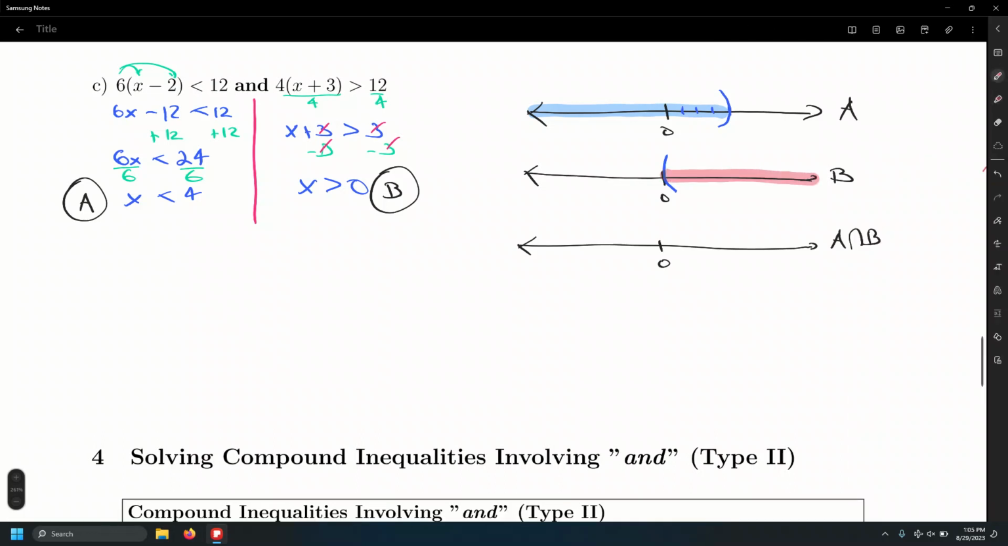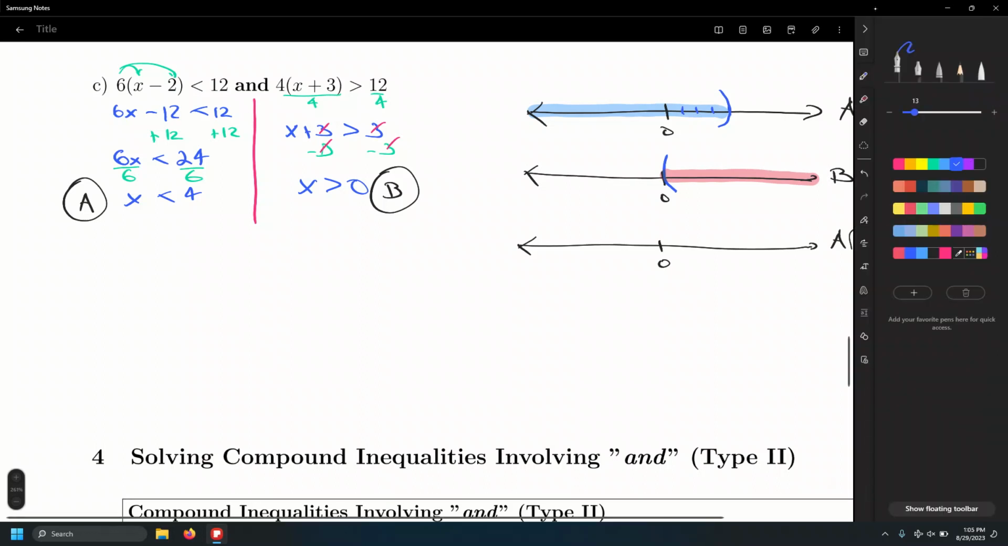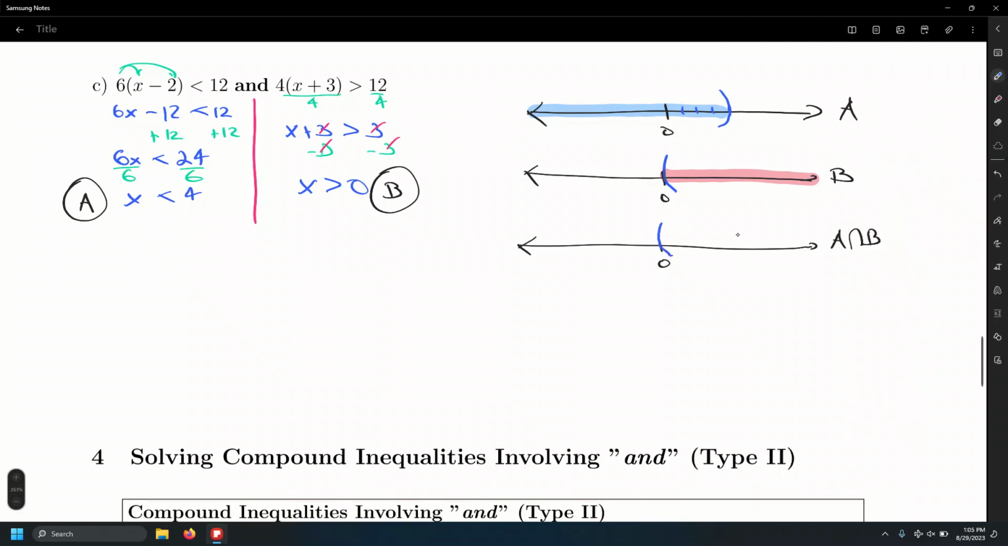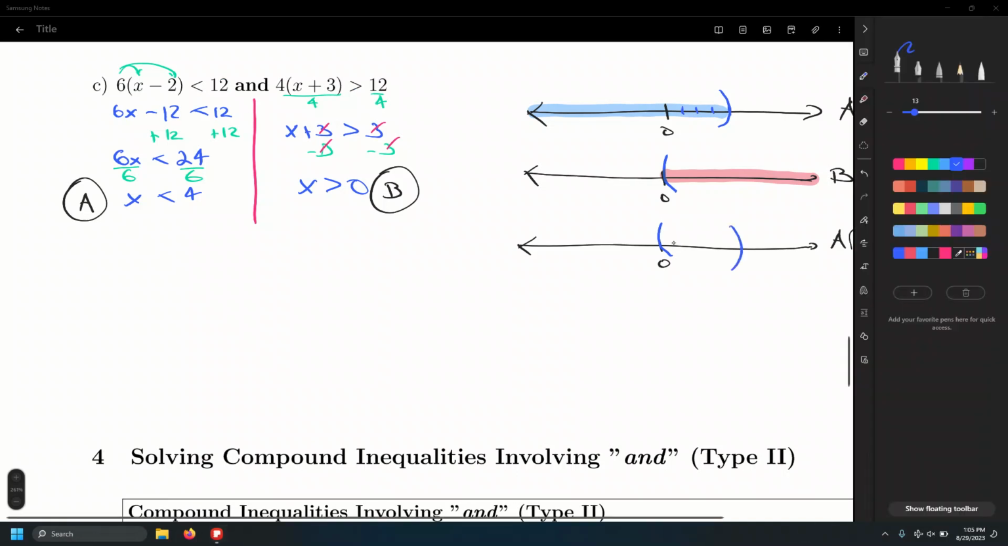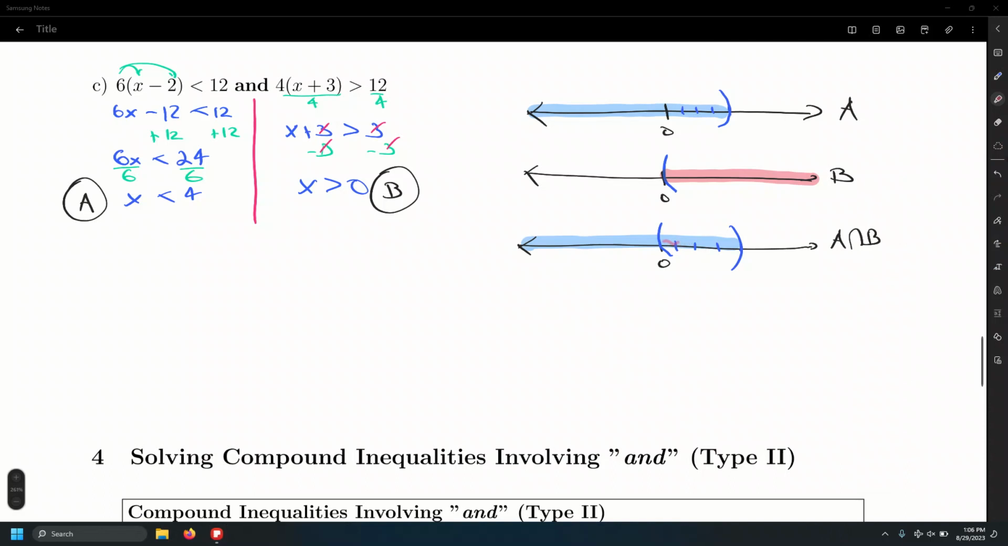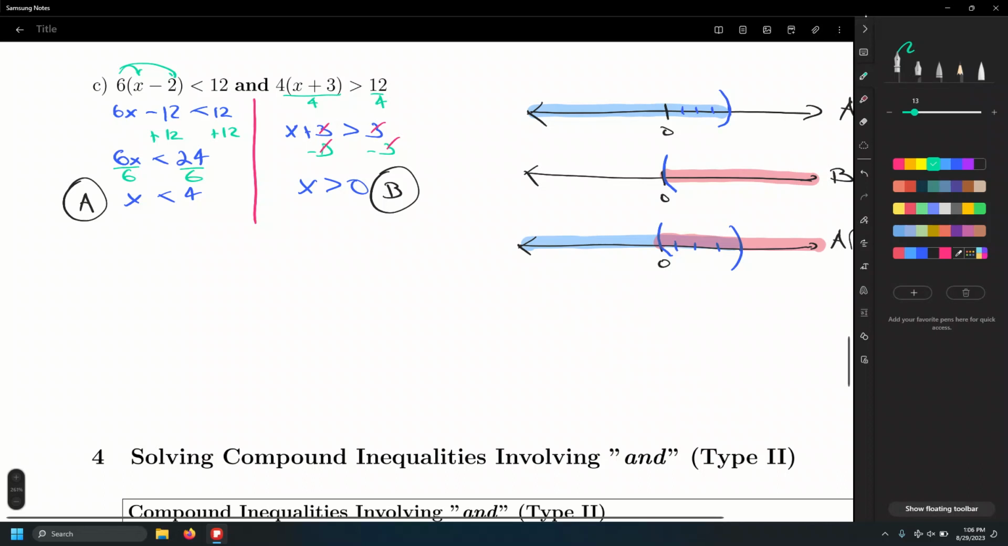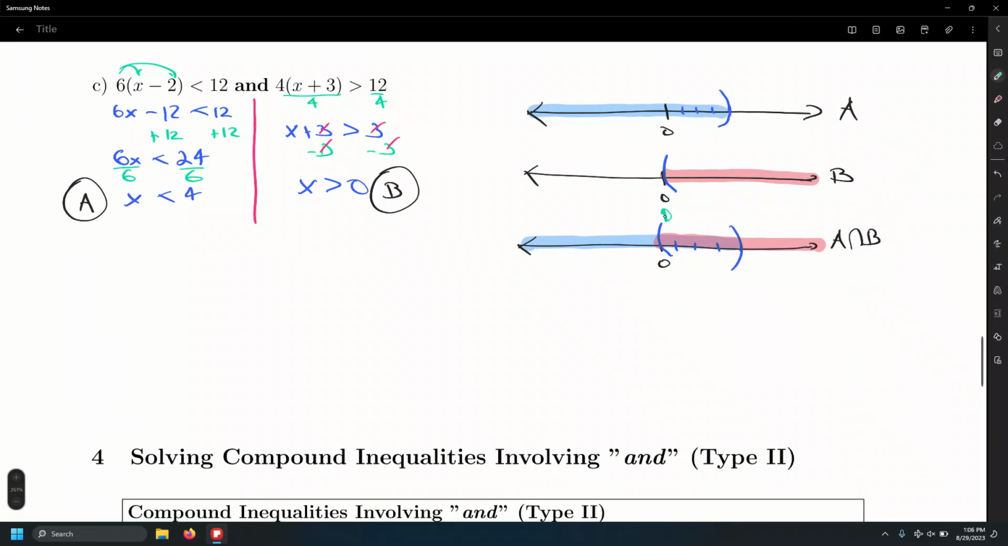And now let's put the two sets together. Putting the two sets together, that's going to be all the numbers that are between 1, 2, 3, and 4. Everything towards the left in blue, everything towards the right of 0 in red or pink. Again, we're looking for the intersection, also known as the overlap, and the overlap here will be between 0 and 4. So that's the solution set.